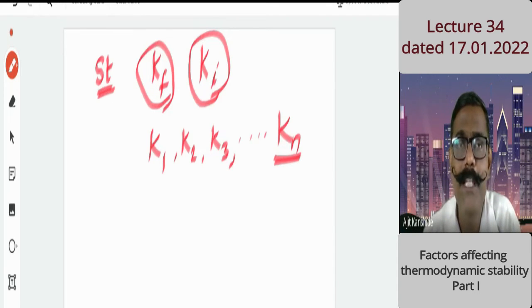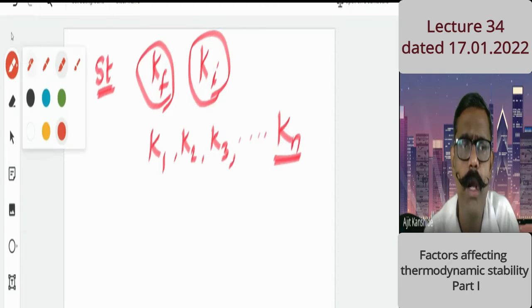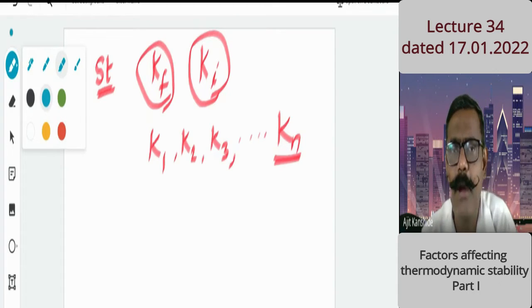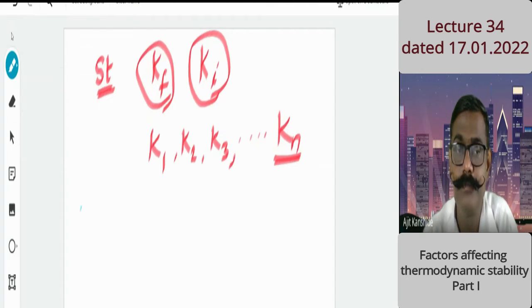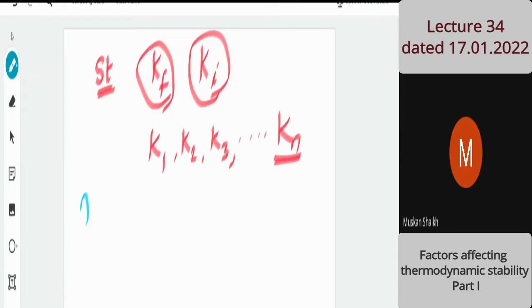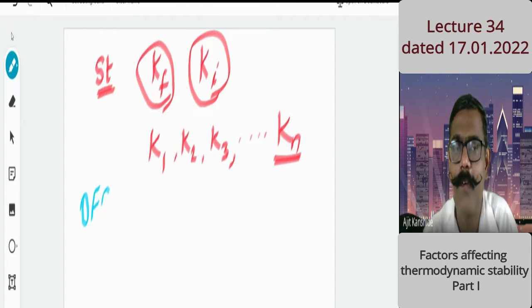What are those stepwise formation constants? Later on, I informed you of one more stability constant. What was the name of that stability constant? Stepwise formation constant is one. Then next was the overall formation constant. Right. Overall formation constant. Brilliant answers you are giving.